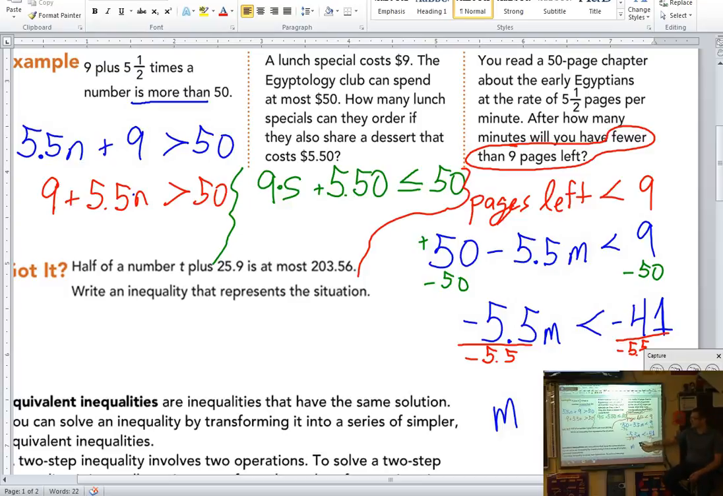So if I leave this how it is, this will say my minutes is less than 7.5. How could my time be less? So I could read for 1 minute, and this is 7.5 minutes, but if it's anything less than that, I could read for 0 minutes. Your inequality symbol has to flip direction. Why? We've divided by the negative.